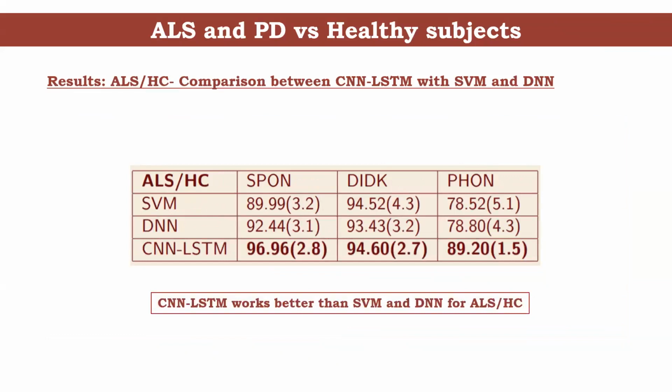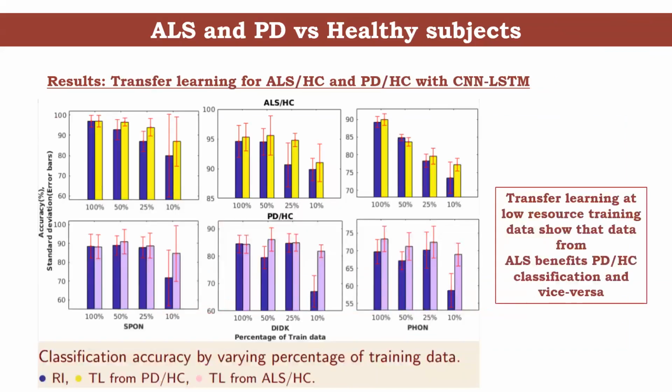First, we had three objectives. Let me tell you the first one. Does CNN LSTM do better than SVM-DNN? Yes, it does better. So essentially, there is information in the temporal dynamics of these features for this ALS versus HC classification. Then the next question came: can we do the transfer learning and get any benefit?